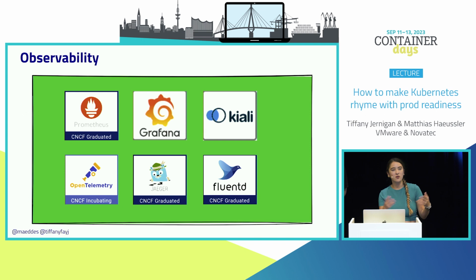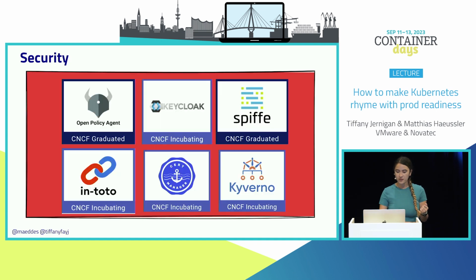There's also stuff like Alertmanager, where you can set alerts if some threshold is hit. There's Jaeger, which is for distributed tracing. There's OpenTelemetry, which is a standard observability integration layer for logs, metrics, and traces. There's Kiali, which is observability specifically for service meshes. And then there's Fluentd for logging.